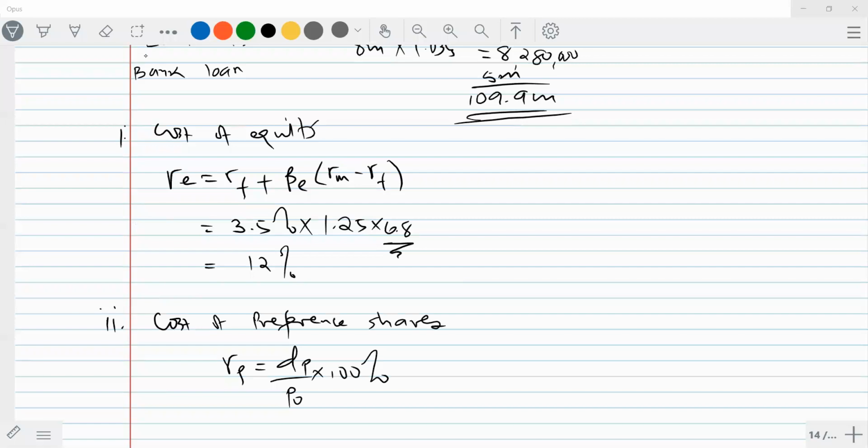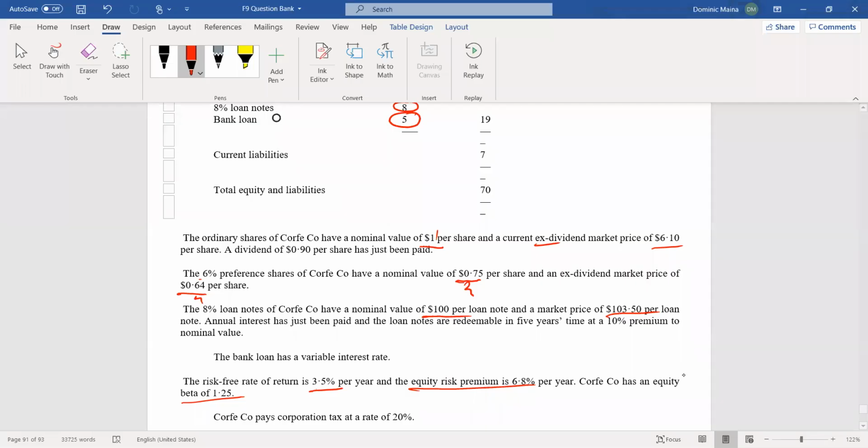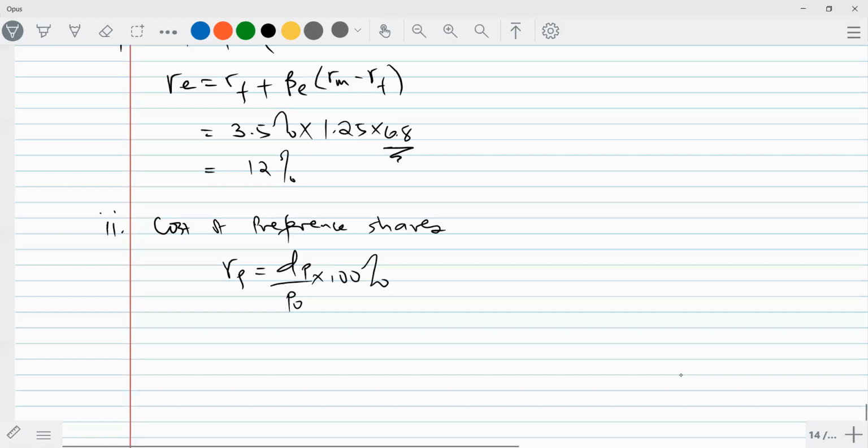We get the variables. This preference share is paying 6%. Don't forget, it is paid based on the nominal value. Therefore the preferred dividend is 6% times 0.75, divided by the market value, which in this case is 0.64. Simple as that. So 6% times the nominal value 0.75 gives the preferred dividend, which is how much?